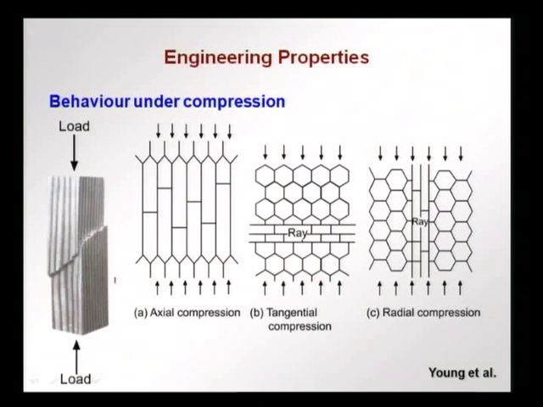Now, if we were to apply load in the other direction, you could be applying load in the tangential or radial directions. Again, you have in both the cases the cell walls now collapse. You can imagine that we are trying to push these cell walls together. There is a lot of strain, the load carrying capacity is low until the cells completely collapse. If it is in radial compression, you have some rays which will take some of the compression load. In the tangential direction, the rays do not really help much in the load carrying capacity in compression.